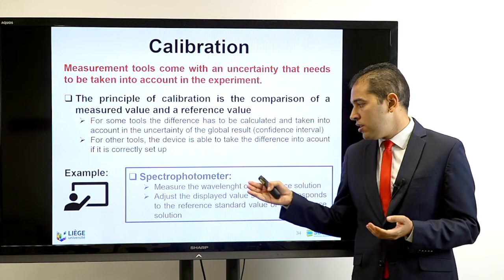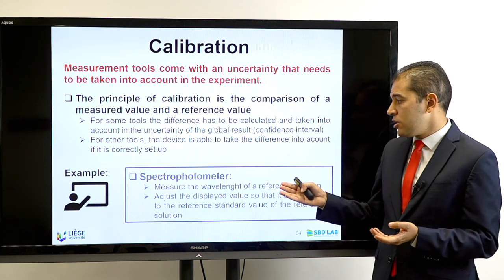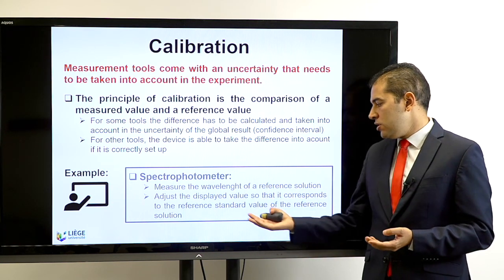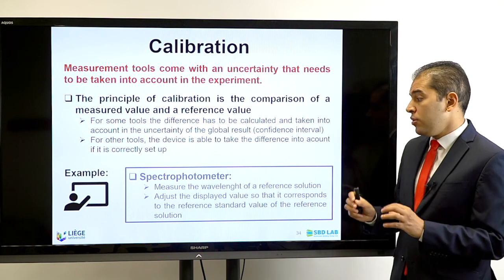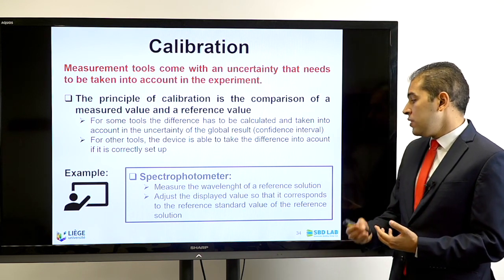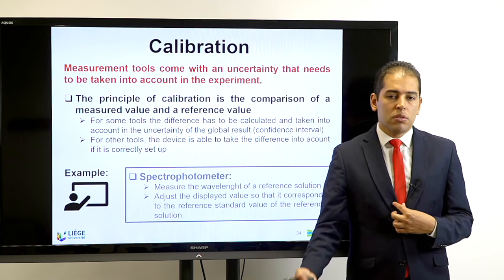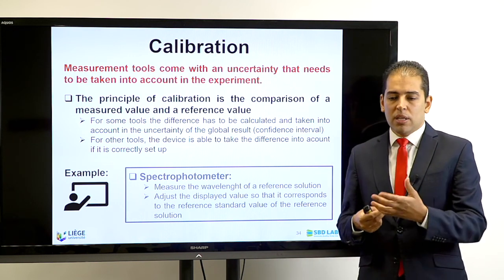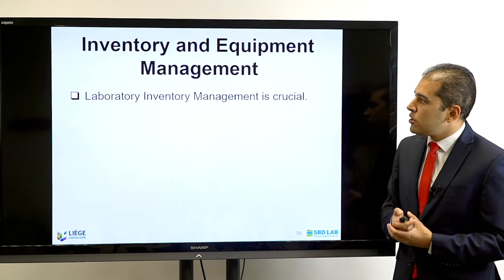So for a spectrophotometer, for example, you can measure the wavelengths of a reference solution, then you adjust the displayed value so that it corresponds to the reference standard value of the reference solution, and then you can start your real measurement for your real sample that has an intervention. So these are all important aspects.